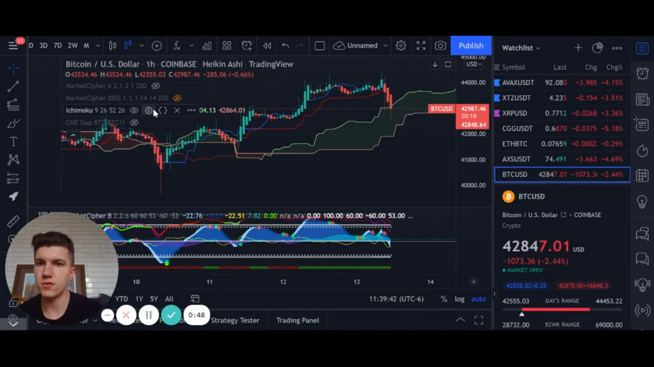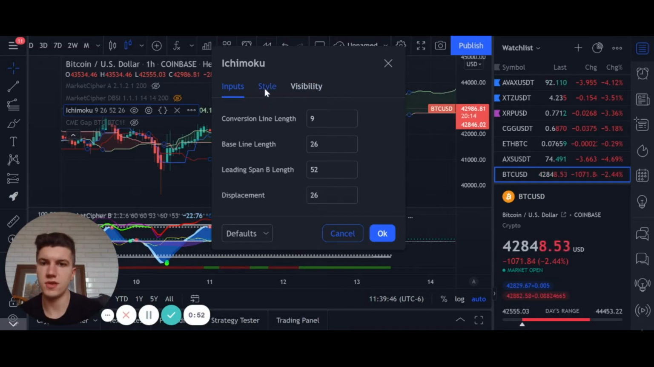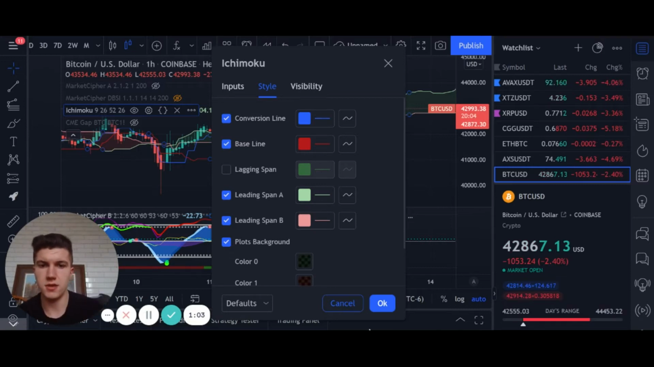Also, another thing to modify the Ichimoku, what I like to do is I usually keep the standard settings where they are, but I turn off the lagging span since we don't really need the lagging span in this strategy.